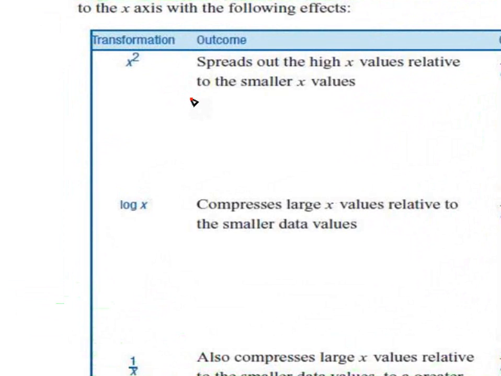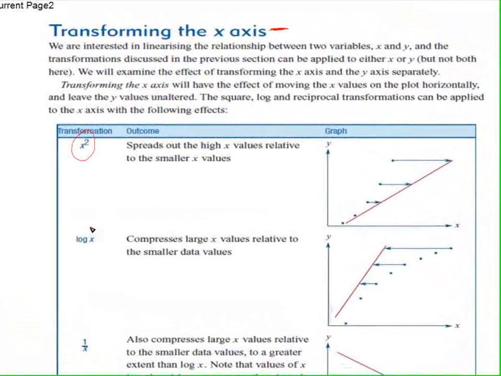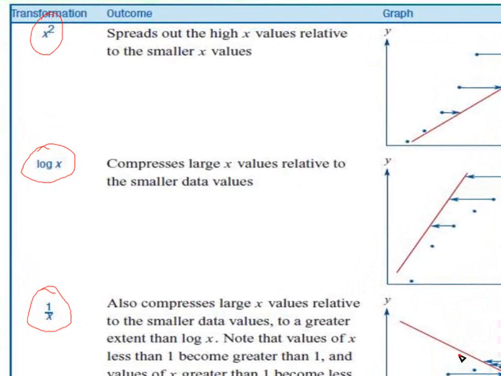So, what happens when we transform the x-axis? It moves the x values on your plot horizontally. That's all it does, and nothing happens to the y values. The y values do not change. Okay? So if you do an x squared transformation, this is what happens. If you do a log x transformation, this is what happens. And if you do a reciprocal transformation, this is what happens.